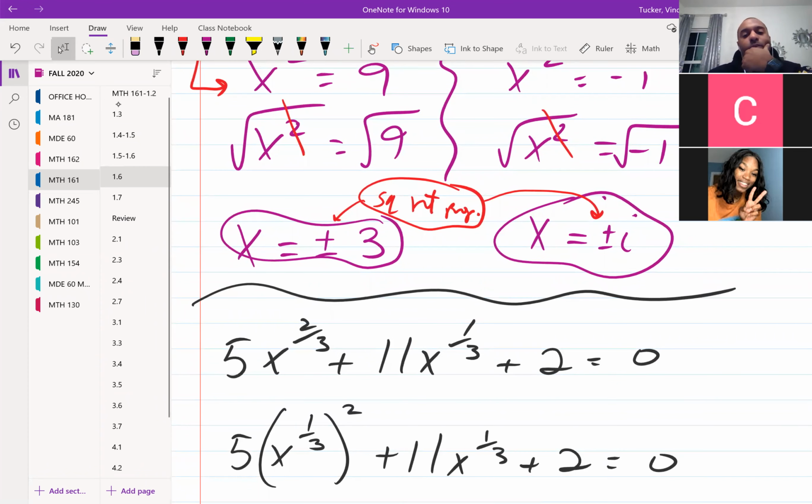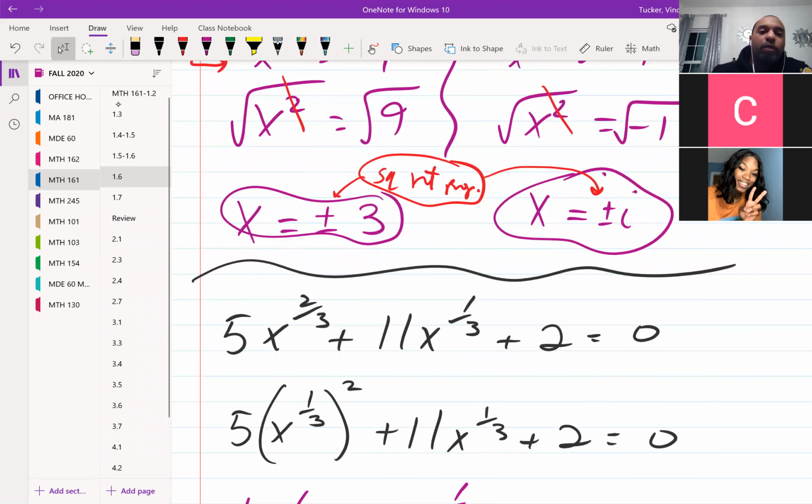All right, so the next one, this quadratic equation type problem is the same, even though we have different types of exponents. We have 5x to the 2/3 power plus 11x to the 1/3 plus 2 equal to 0. So that x to the 2/3 can be rewritten as x to the 1/3 squared, which puts us in position to have x to the 1/3 and x to the 1/3 here, just like we had that x squared.